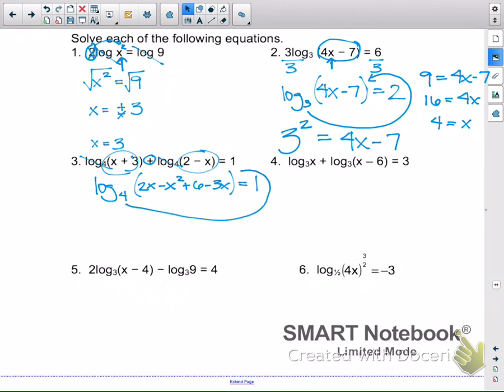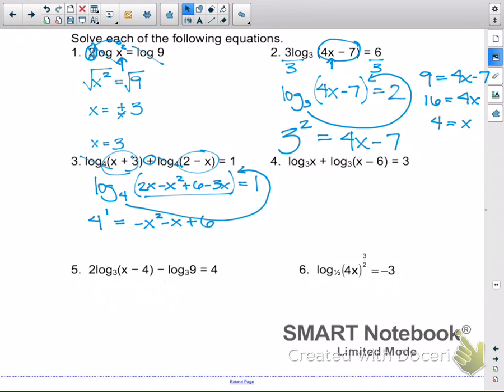I use my loop. Even though it's a big thing in the middle there, it doesn't matter. Exponential form would look like what? 4 to the 1 is equal to all of that, which I'm going to go ahead and simplify right there.